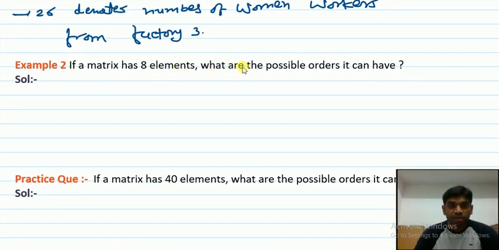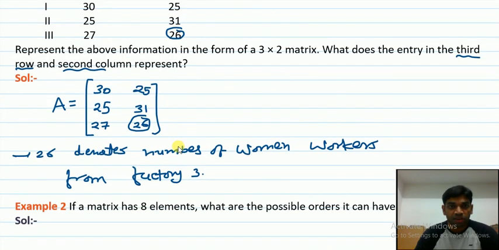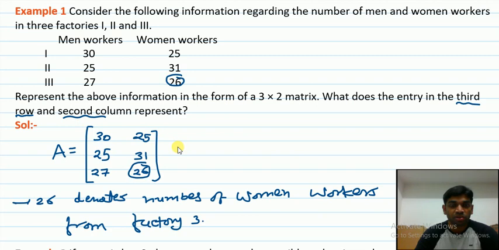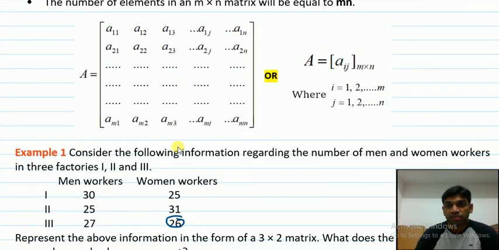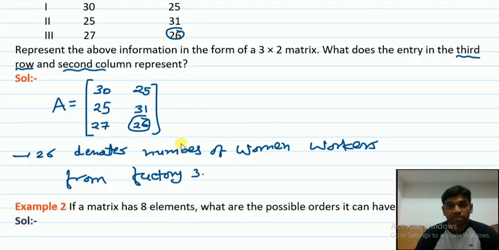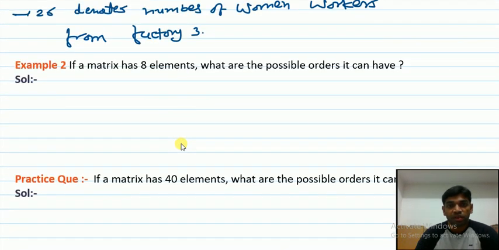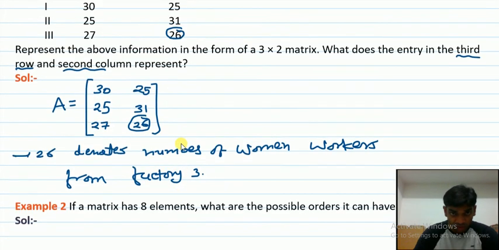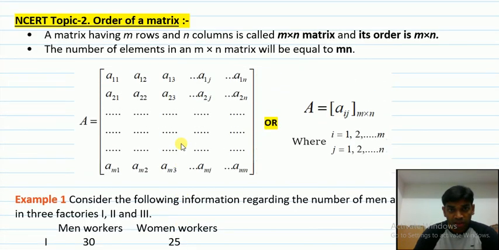If a matrix has 8 elements, what are the possible orders it can have? See, suppose we have 8 elements, and a matrix is always in rectangular form, then what are the possible orders it can have? The number of elements in an m cross n matrix will always be equal to mn. Maybe we have covered it or not, I just want to revise it. The number of elements in any matrix always becomes mn.